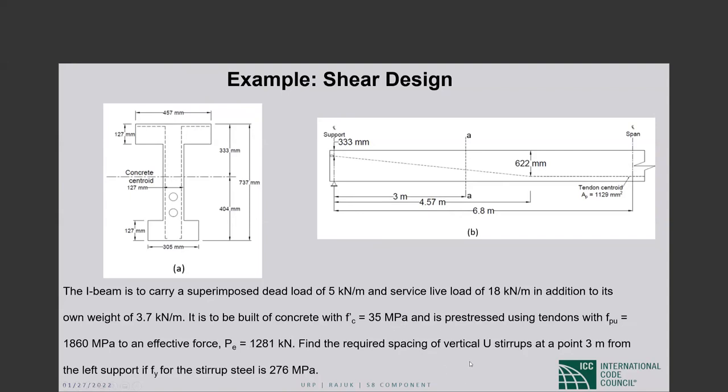So we need to figure out the vertical stirrups at a point 3 meters from the support. You can do this anywhere. You can do this at the critical section, d over 2 from the face of the support. This is an arbitrary section I selected to show the application. Of course, we have to find the shear here and then design accordingly.